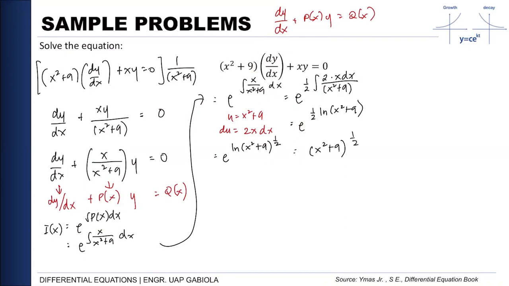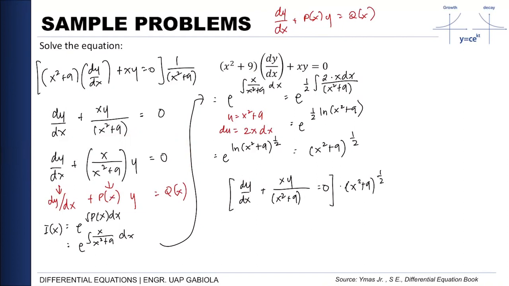Okay? So, this will be our integrating factor. So, ito yung kailangan natin i-multiply dun sa ating linear equation. Okay? So, yung linear equation natin, again, is ito. Ito yung nakuha natin linear equation. So, we have dy over dx plus x over x squared plus 9 times y, is equals to 0. Tapos, multiply natin yung integrating factor natin na x squared plus 9 raised to 1 half.